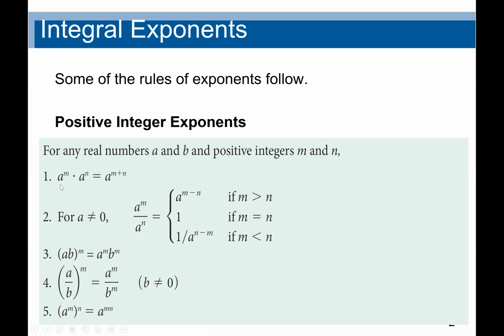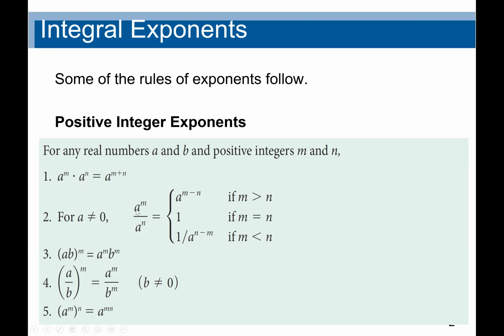Now here, let's assume a, m, and n can be any value. So we say for any real numbers a and b, and also the positive integers m and n, if I have a to the power m times a to the power n, and the bases are the same, here we have a and a, we add the exponents. So here the result will be a to the power m plus n.